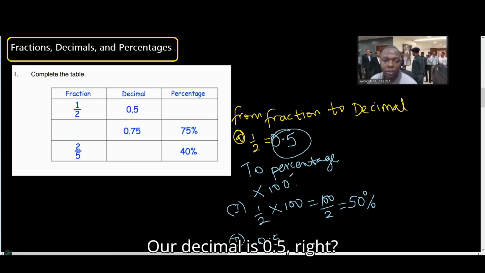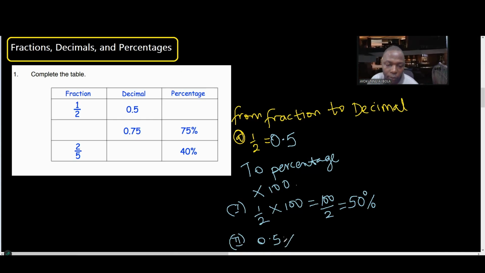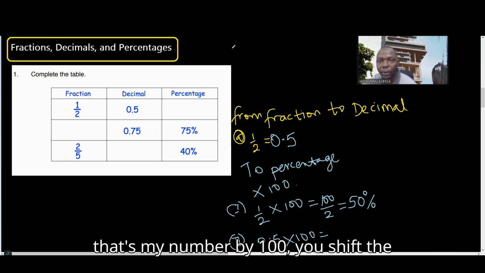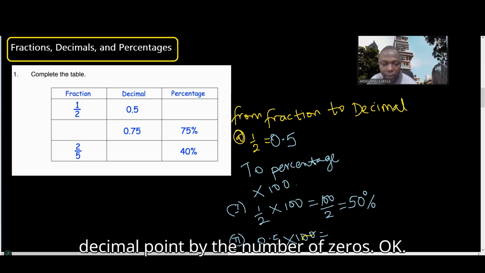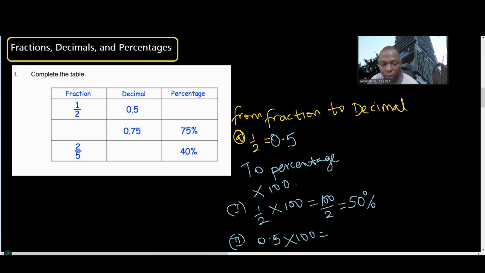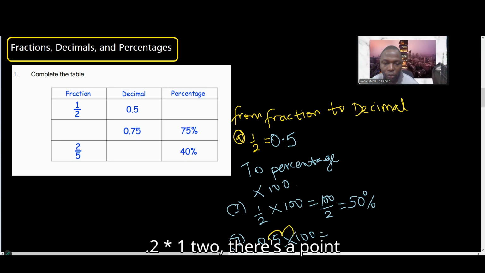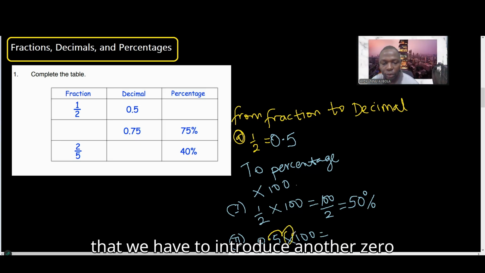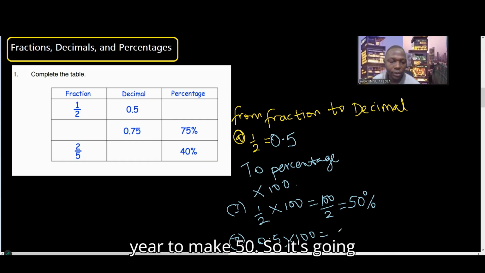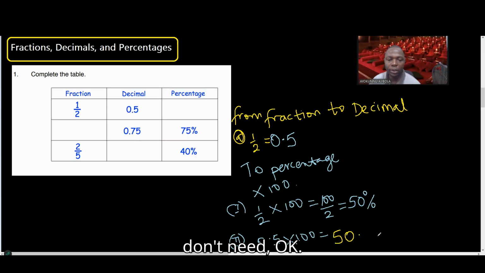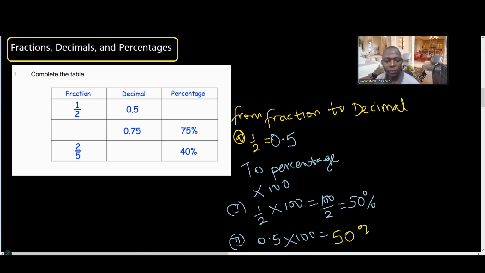And we can have the second stage from decimal to percentage. Our decimal is 0.5, right? You also multiply by 100. If you're multiplying a decimal number by 100, you shift the decimal point by the number of zeros, okay? So there are how many zeros here? There're 2 zeros. So you shift your point 2 times. 1, 2. That means you have to introduce another 0 here to make 50. So it's going to be 50, then the trailing zeros, which we don't need, okay? So that's going to be 50%. Is that clear?